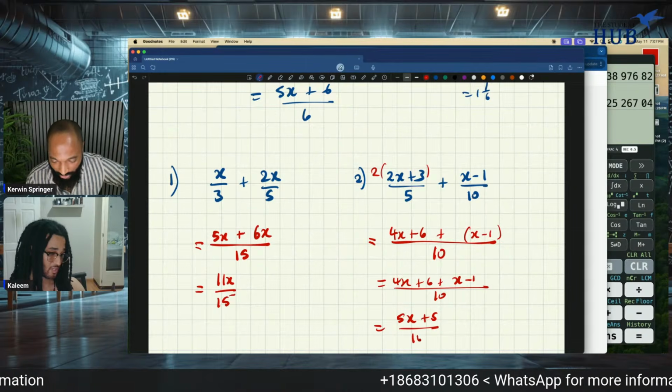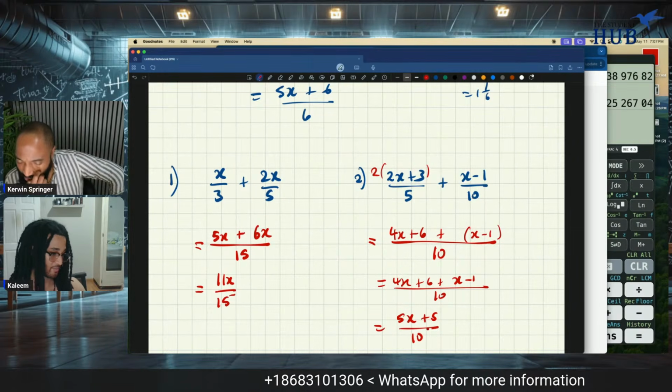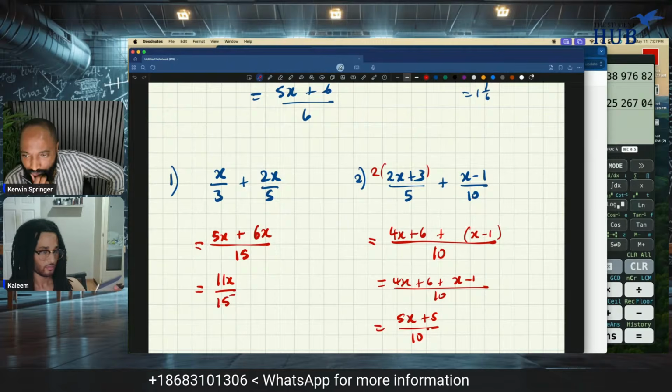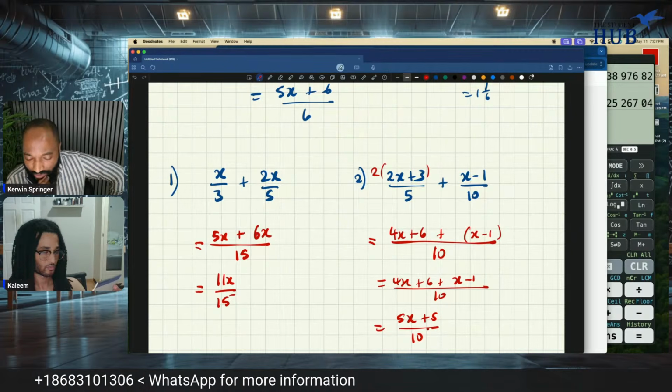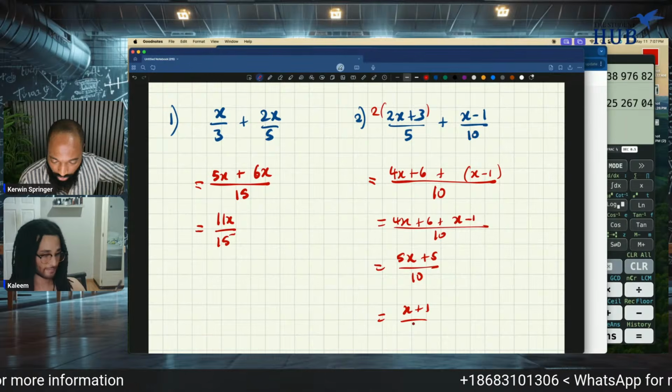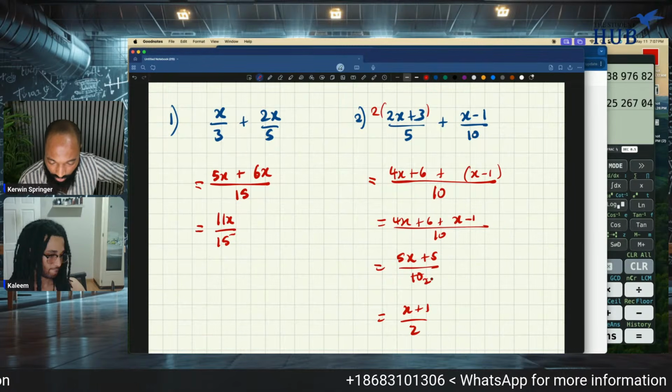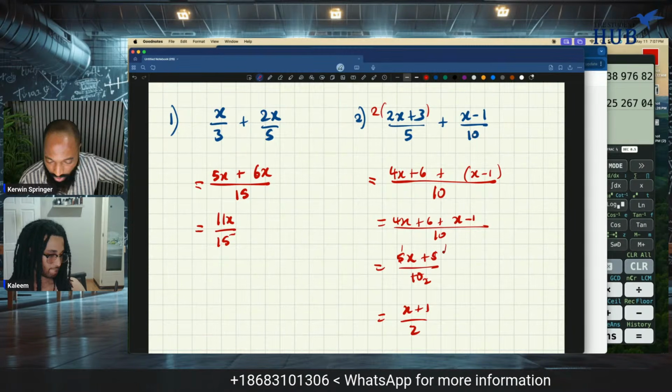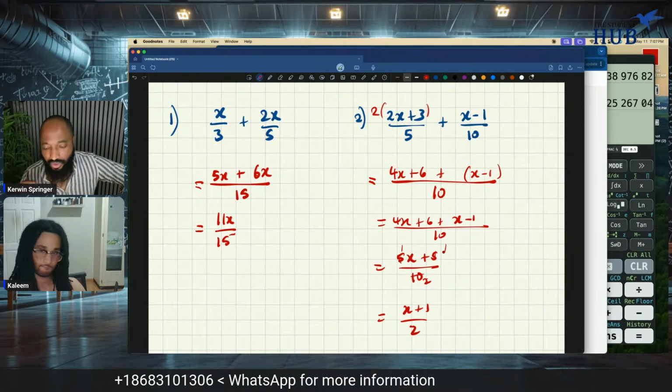Plus over 10. Right. And this one could reduce, strange enough. You can actually reduce this. 5 could come out of everything. This could actually reduce to x plus 1 over 2. 5 into this 2, 5 into this 1, 5 into this 1. So since 5 could come out of everything, you could reduce it.